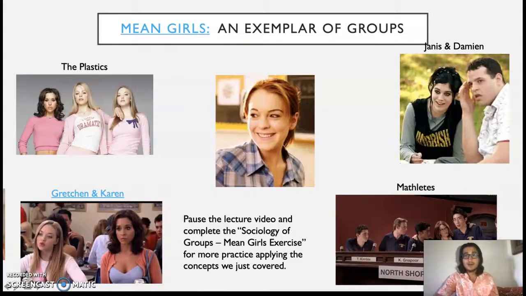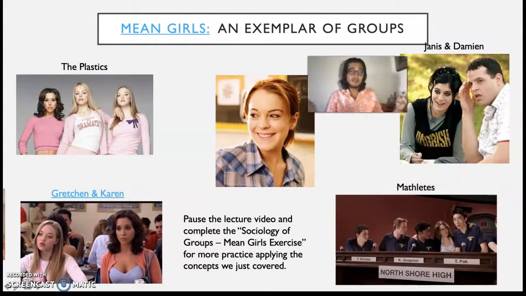All right, so this is one of my all-time favorite examples to incorporate in sociology because one of my all-time favorite movies is Mean Girls, and it is a perfect example to work with when we're talking about all of the different types of groups and types of leadership that we've been exploring in the previous lecture videos for this topic. All right, so if you've never seen the movie Mean Girls, you should watch it immediately.